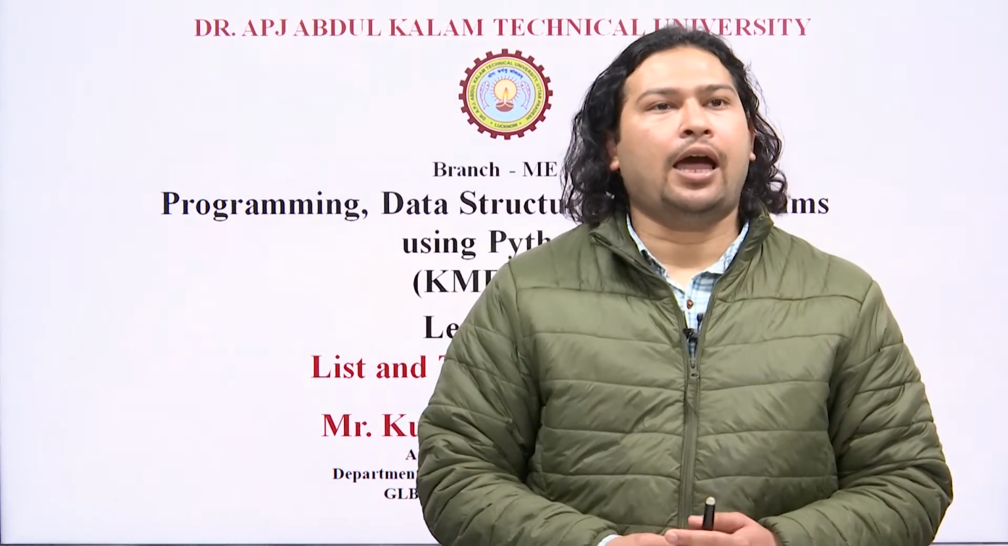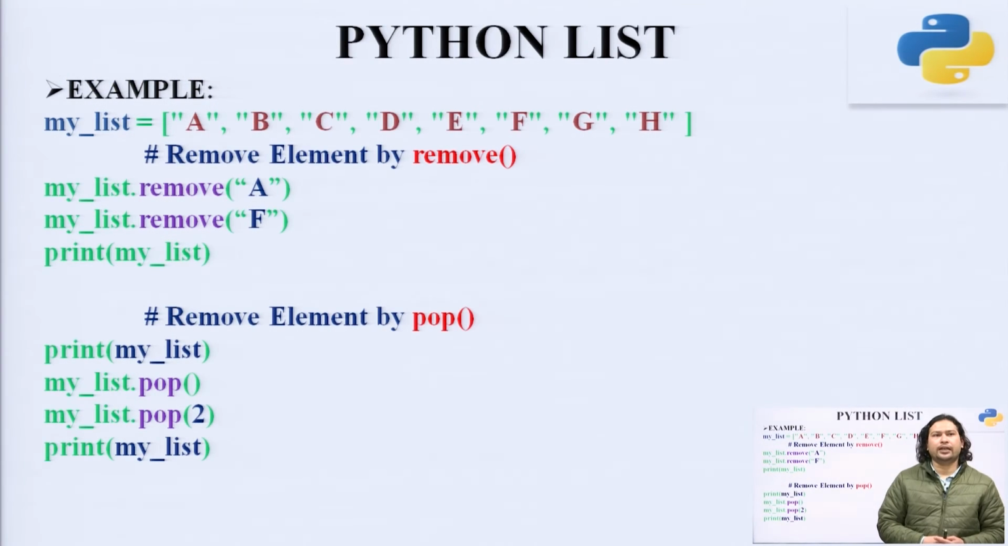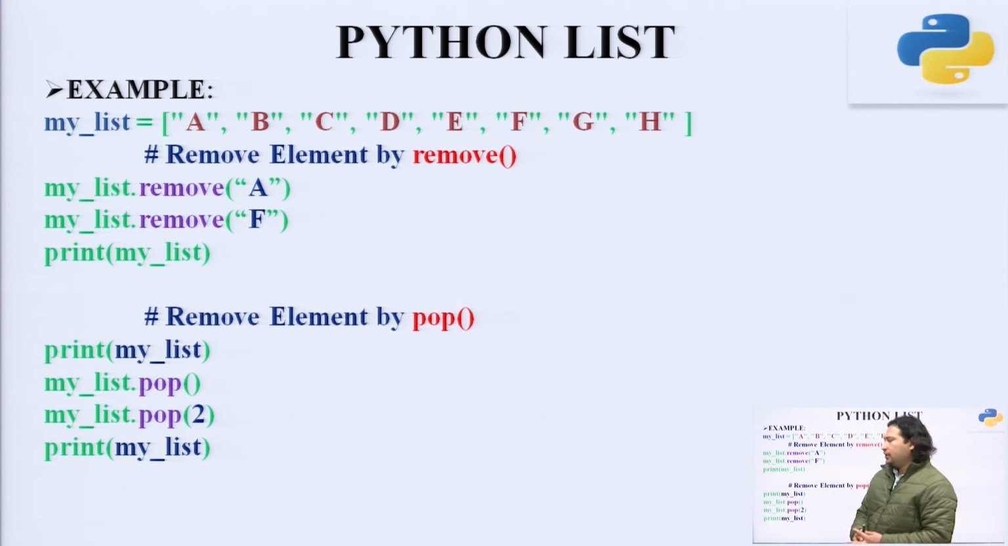Students, now we are starting with lecture number 7, and in this we are talking about the list data type and the tuple data type. In the previous lecture we talked about the list data type and we just started with some methods like the append and the insert method. Let us see some other methods, that is, how we are going to remove elements from the list.